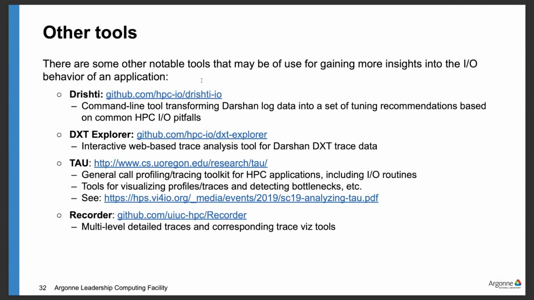Tau, which maybe you have already heard about this week, is general call profiling and tracing for HPC applications that can be useful. And then Recorder, which is similar to Darshan, but it does full level tracing. So it does tracing across multiple layers of the I/O stack, which can be really useful for digging into some performance issues.